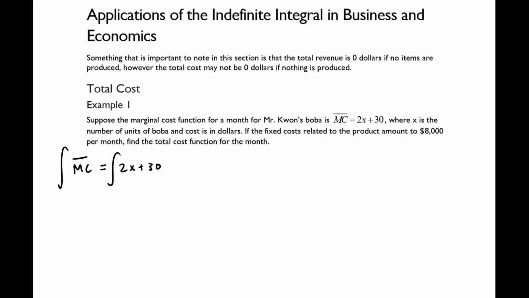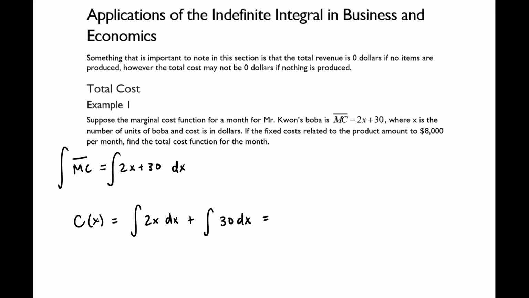So we have the marginal cost function equal to 2x plus 30, and we want to take the integral of both sides. If we integrate the left side, we're going to get the cost function. The right side we can rewrite into two different integrals.